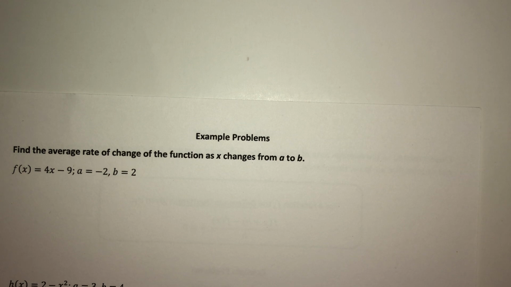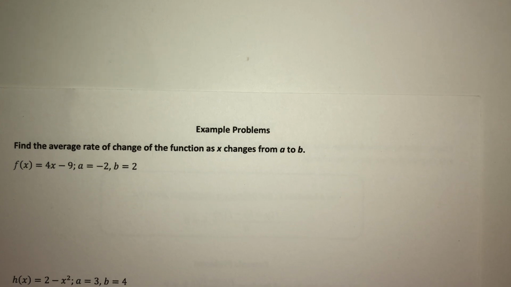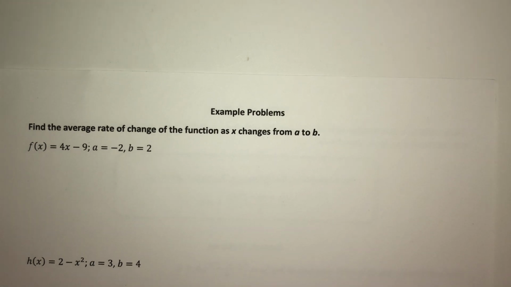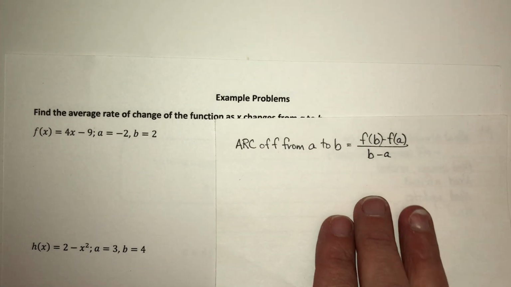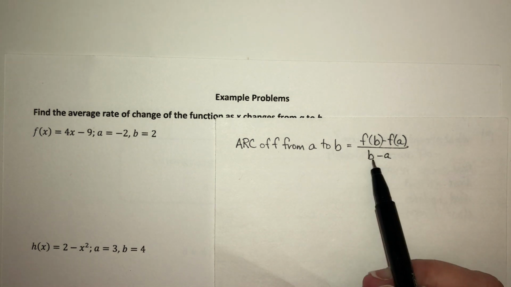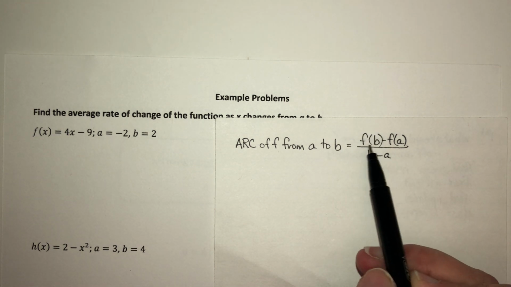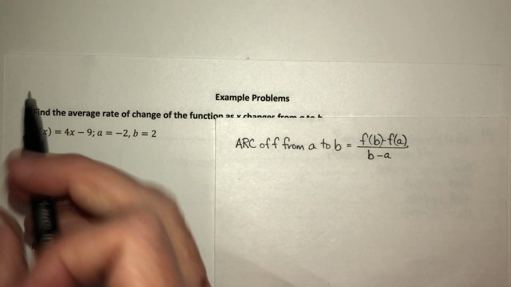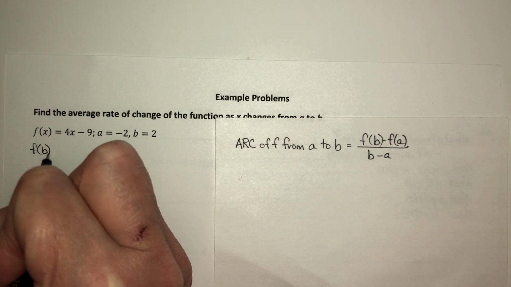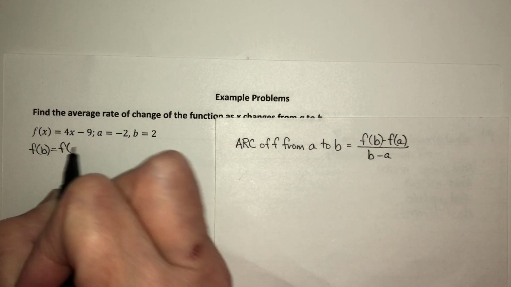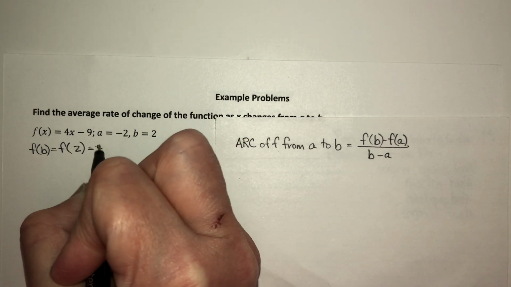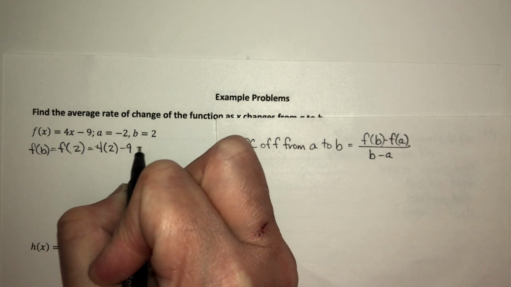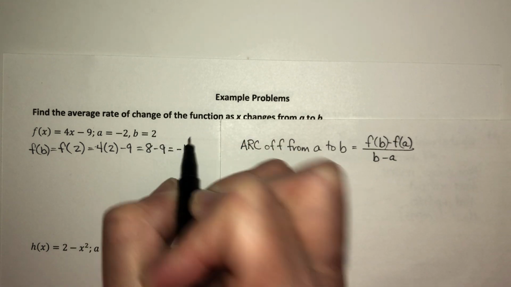We want to find the average rate of change of the function f of x equals 4x minus 9, where our a value is negative 2 and our b value is positive 2. Okay, so I've written this here. We can do b minus a easily, but first I'm going to calculate what happens when I plug in b, which is 2, and when I plug in a, which is negative 2. So f of b is f of 2, which is 4 times 2 minus 9. 8 minus 9 is negative 1.